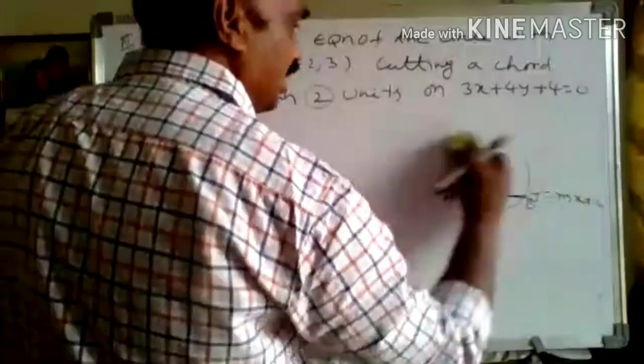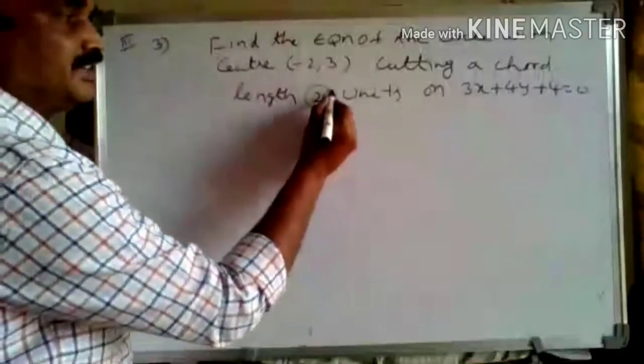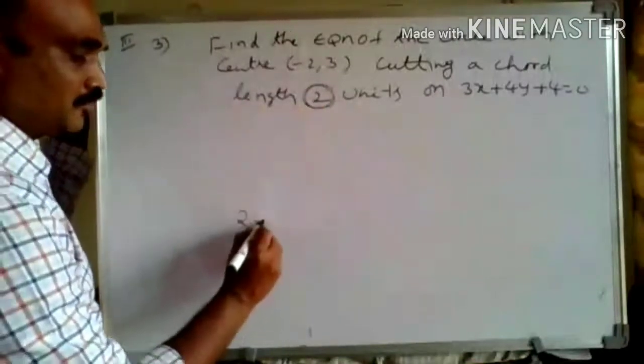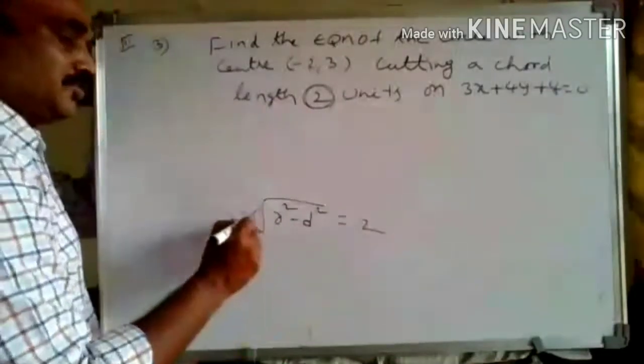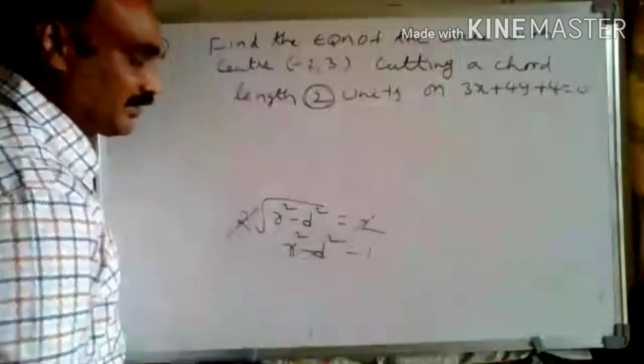Here the center is given, but the radius is not given. But the length of the chord is equal to 2 units. Length of the chord 2 root r square minus d square is equal to 2. So the 2 gets cancelled. R square minus d square is equal to 1.